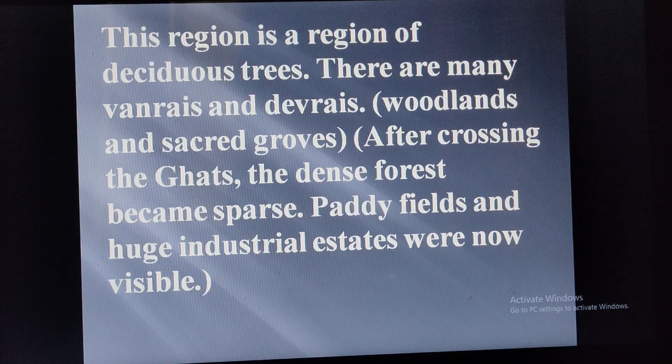After that, the teacher started explaining that this region is a region of deciduous trees. In this region there are many deciduous trees, and there are many vanrais and devrais. What is the meaning of vanrais? Vanrais are woodlands, and devrais are sacred groves. About vanrais and devrais we will learn in detail a little later.